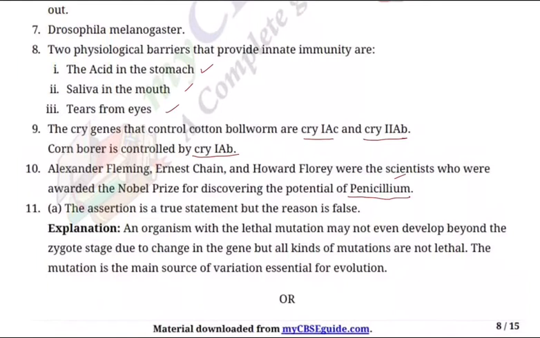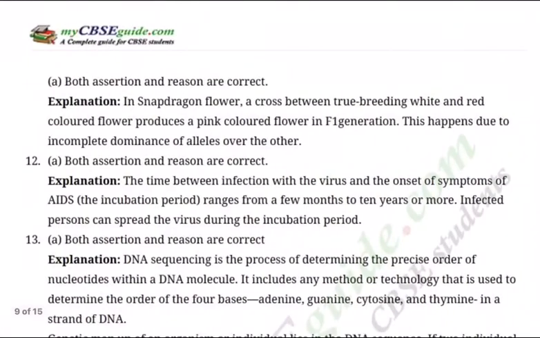Question 11. Answer is A. The assertion is a true statement, but the reason is false. Explanation. An organism with the lethal mutation, meaning sudden change in the organism, may not even develop beyond the zygote stage due to change in the gene, but all kinds of mutations are not lethal. As we discussed the other day, some of the mutations are beneficial also. The mutation is the main source of variation essential for evolution.